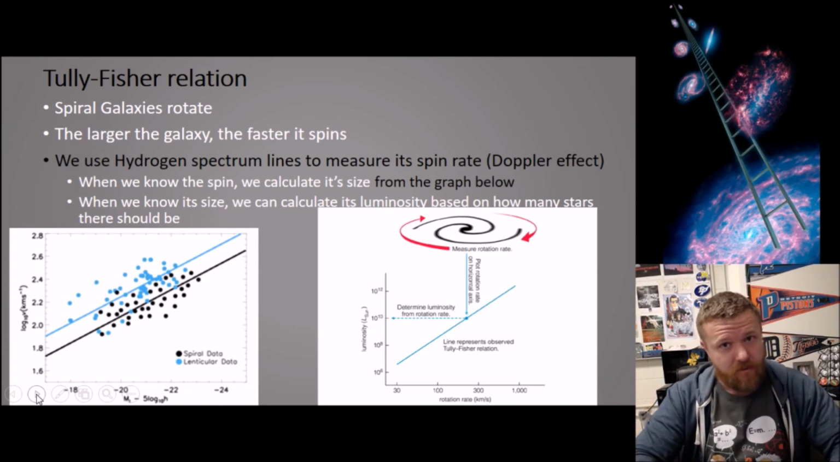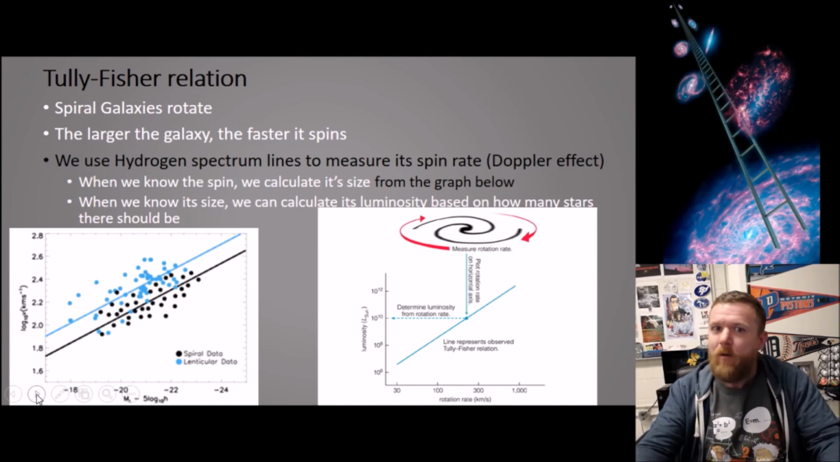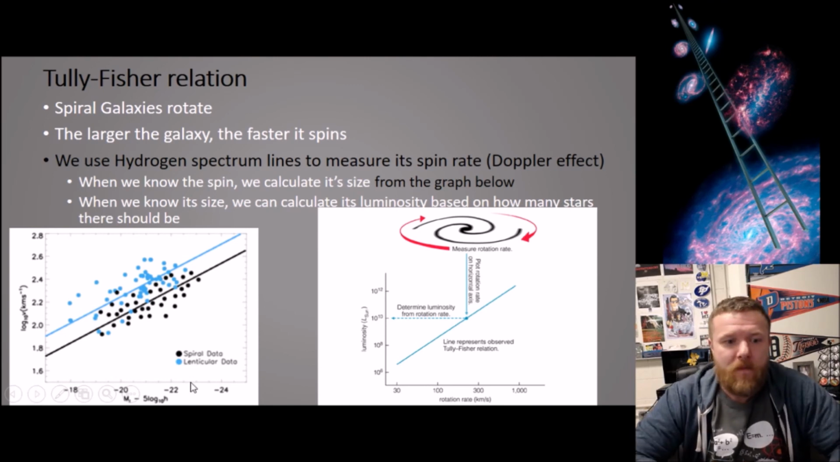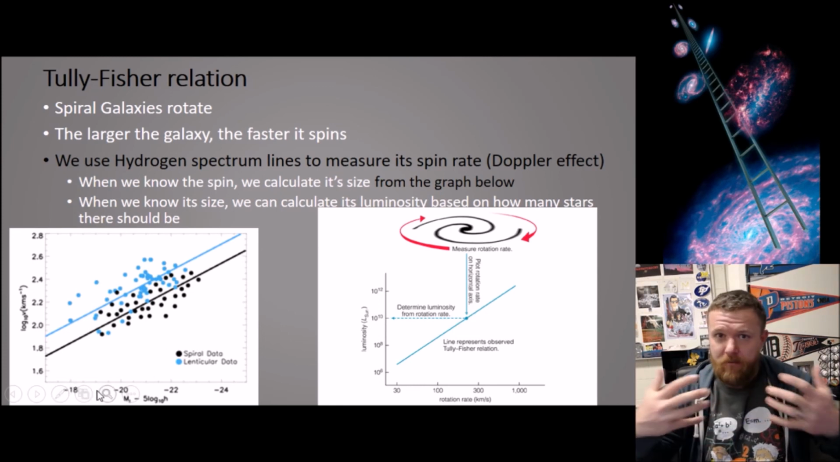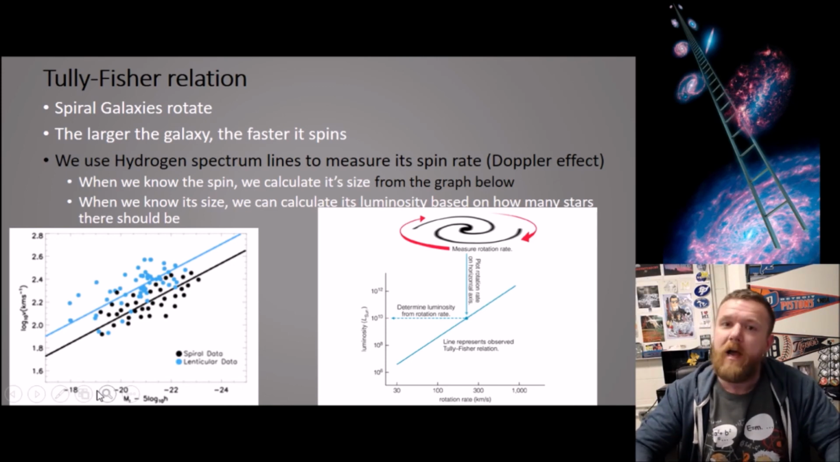There's also a relationship between how big that galaxy is, how much stuff is in it, and how bright they are. Because if there's more stars, they're going to shine brighter. We then plot all of that data, and we can draw a best fit line through it. And it turns out that if you are spinning faster because you're a bigger galaxy, you're going to shine brighter.